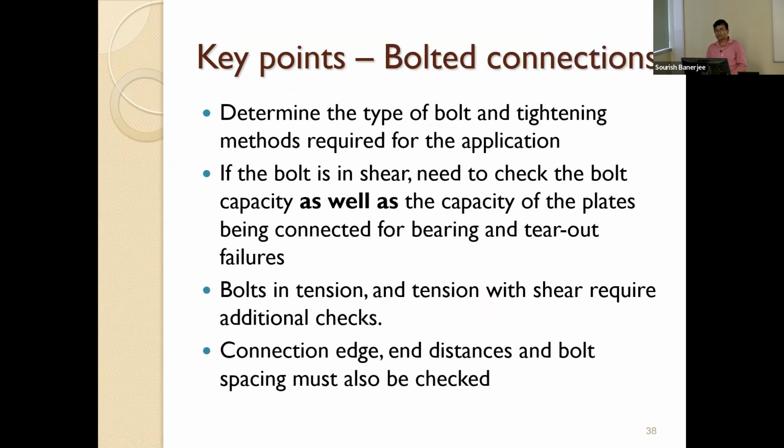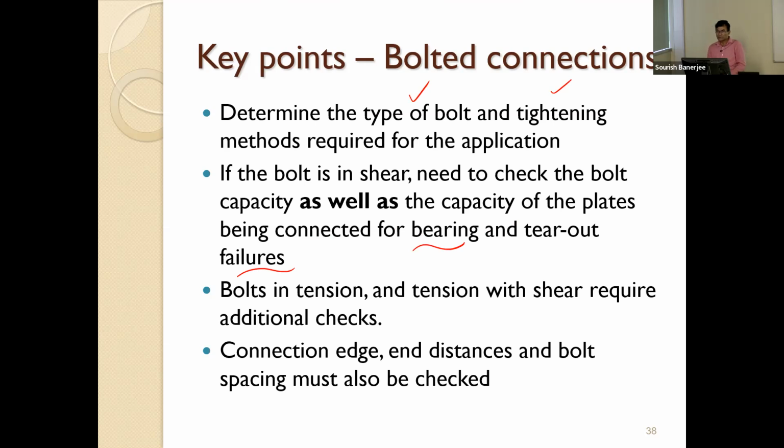Now, the next step, because we are talking about bolted connections, is to determine the type of bolt tightening and tightening methods required for the application. If the bolt is in shear, you need to check the bolt capacity as well as the capacity of the plates being connected for bearing and tear out failure. This is very important.